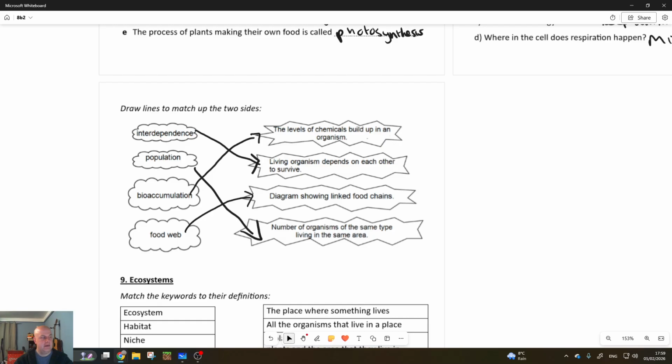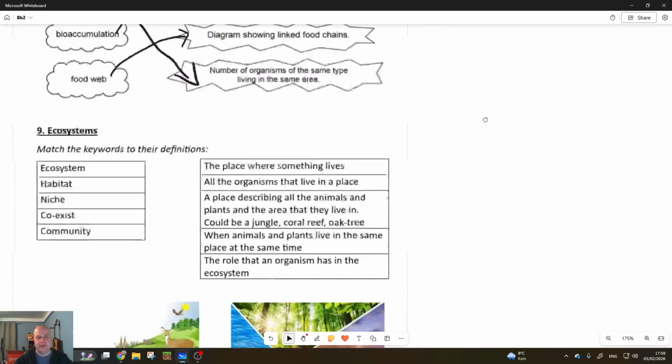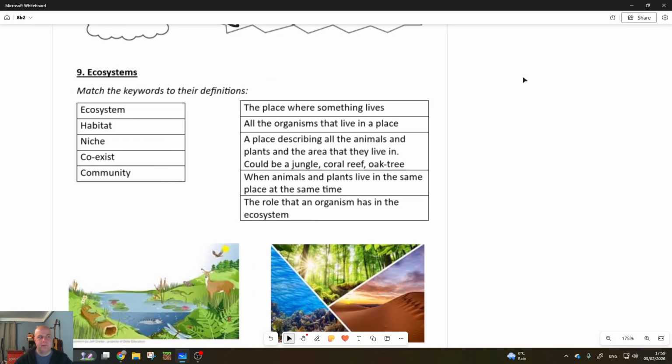Okay, now finally, last but not least, we have these ecosystems definitions. So an ecosystem is a place describing where the animals and plants live. A habitat is the place where something lives. A niche is the role an organism has in an ecosystem. Coexist is when animals and plants live in the same place at the same time. And finally, community is all the organisms that live in the place.